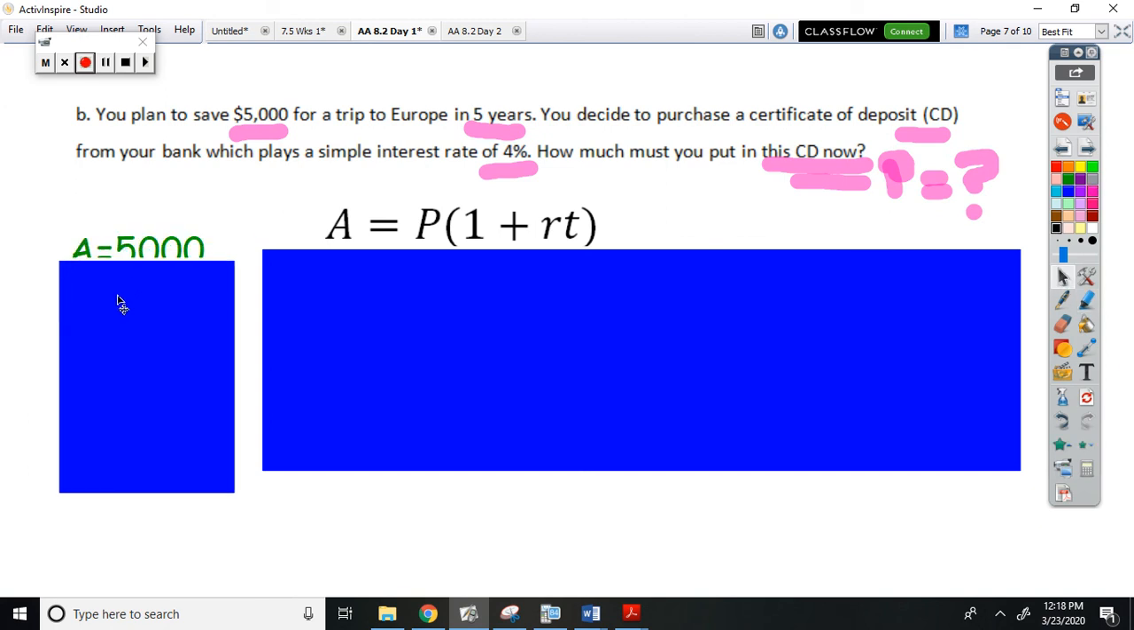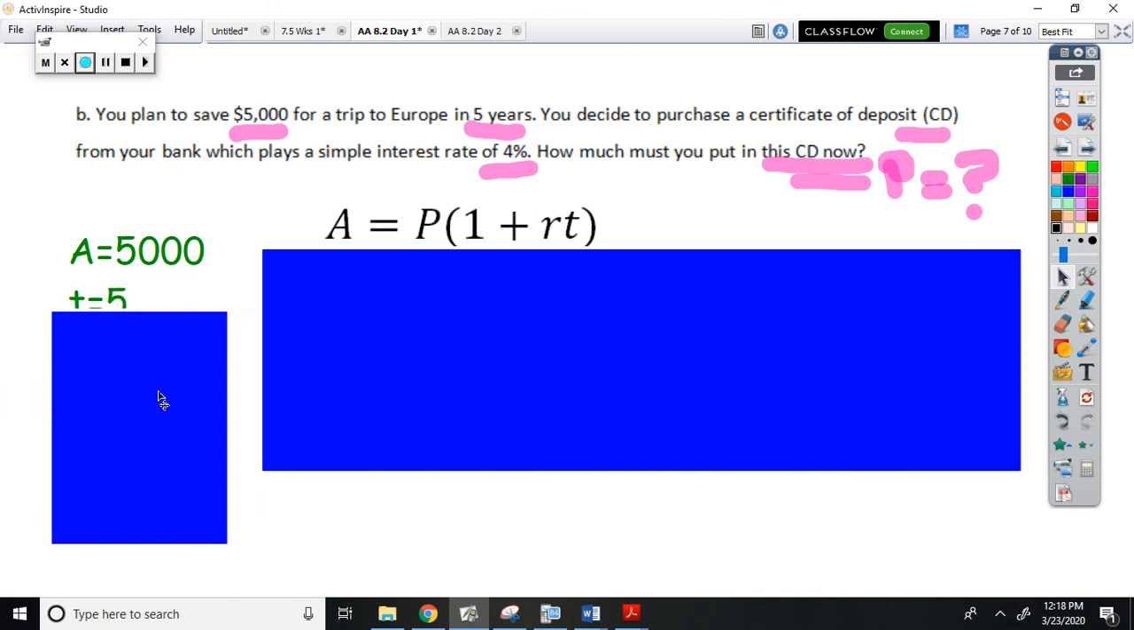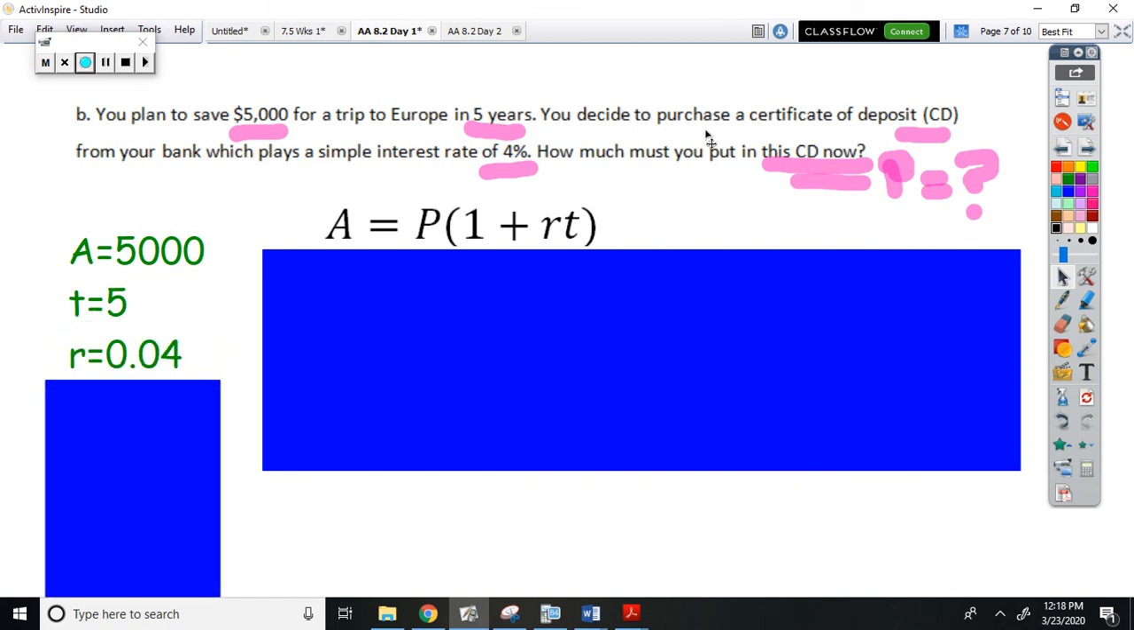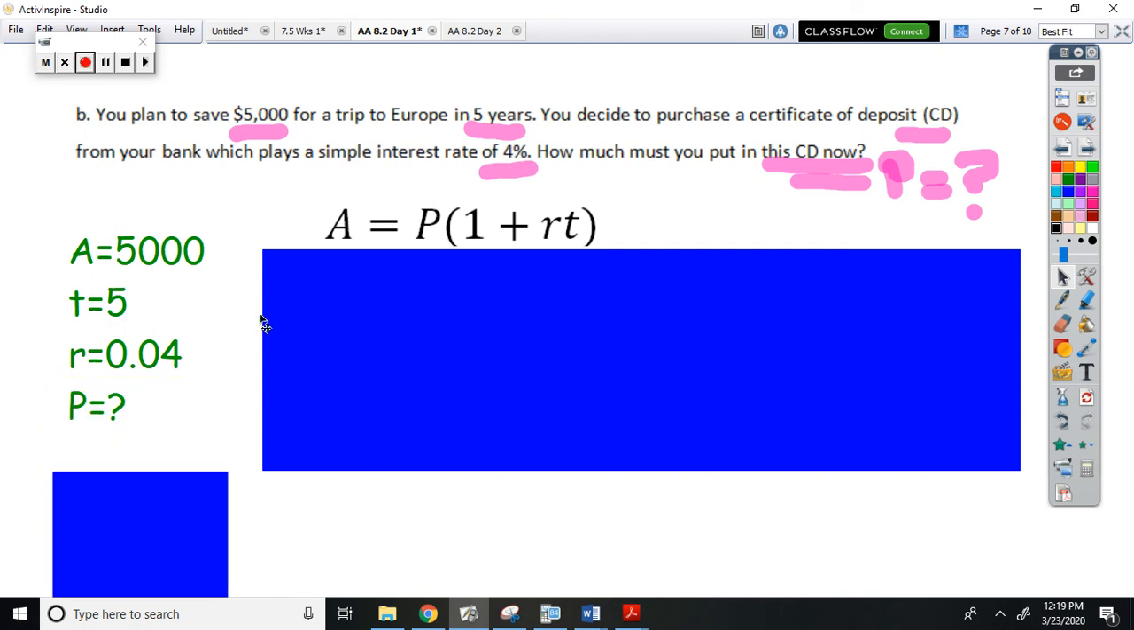Okay. So this plan to save, this is a future amount we're looking for. That's actually A. A is 5,000. T is 5 years. R is 0.04. And then as I said, P is our unknown.